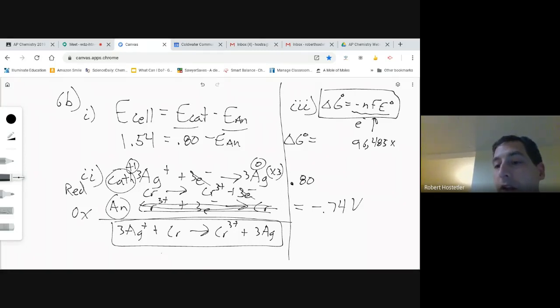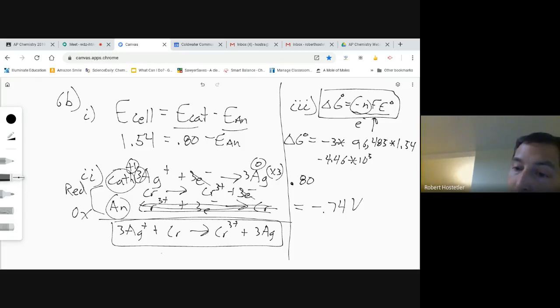And then E is the E for the cell, which they told us was 1.54 volts. And so the n is the number of moles of electrons, and it's the number that you use right before you combine your 2 half reactions together. So in this case, that's going to be 3. So if you multiply all that together, we get negative 4.46 times 10 to the 5th.